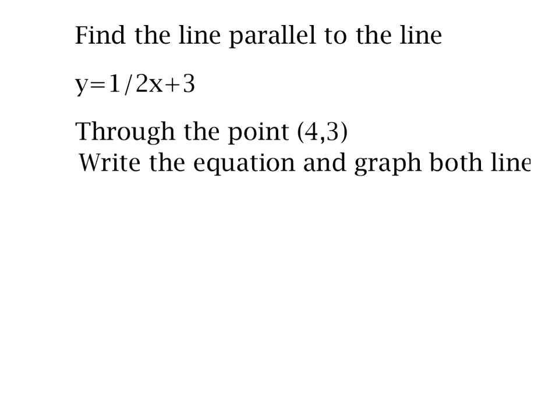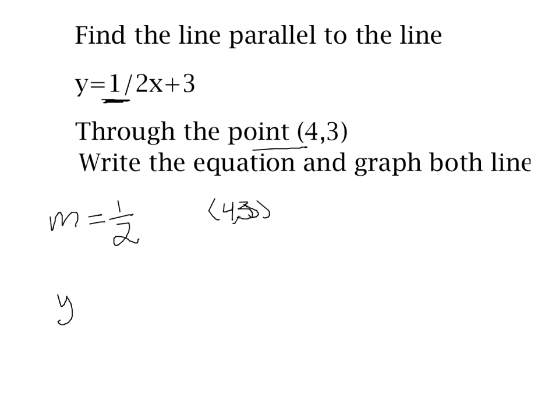So our first example here is to find the line parallel to the line y equals 1/2 x plus 3 through the point (4, 3). So the first thing we need to do, remember, to write the equation of a line, what we need is a slope and a point. Since we want the line parallel to this one, its slope is going to be the same, and we're going to go through this point.